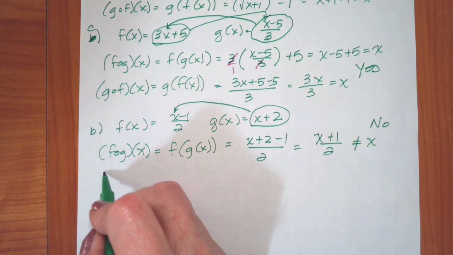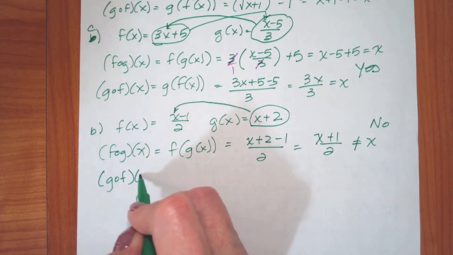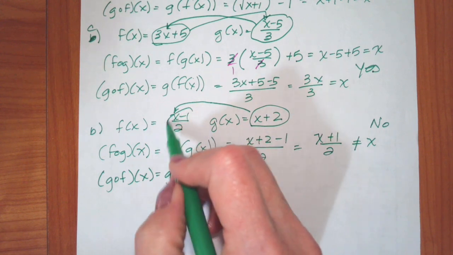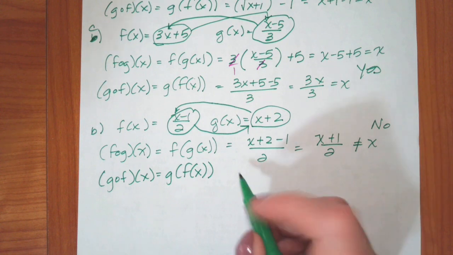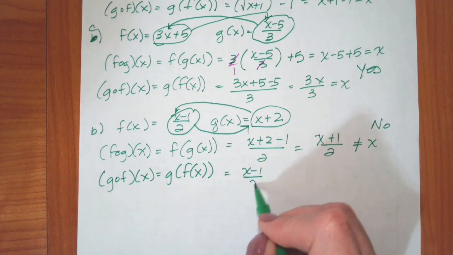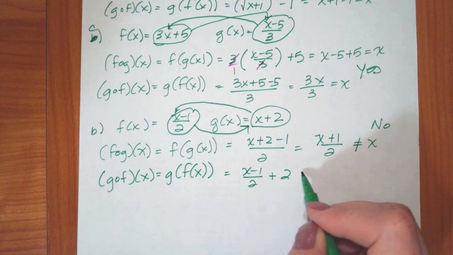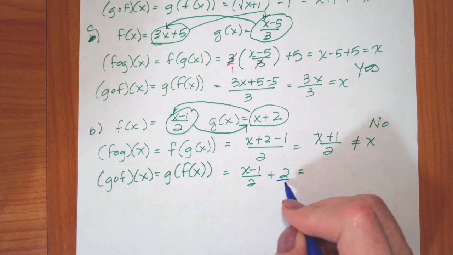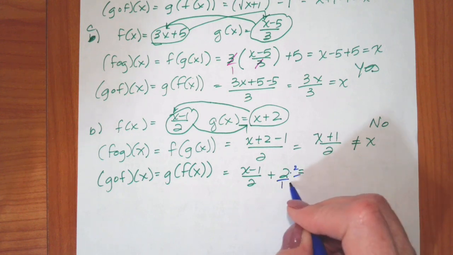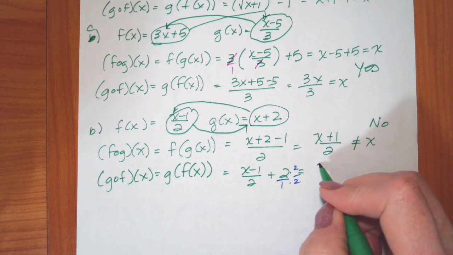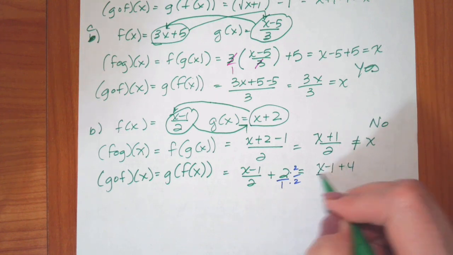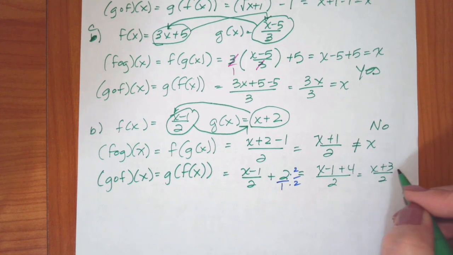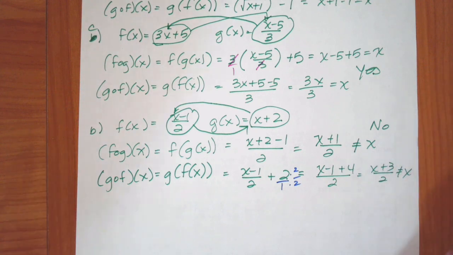But just because I have to, g∘f of x means I'm going to put the f function inside of g. So this becomes (x minus 1) over 2, plus 2. If I get a common denominator so I can combine these, I'm going to multiply by 2 over 2. That gives me (x minus 1 plus 4) over 2, which is (x plus 3) over 2, which is not equal to x. So that confirms the no.